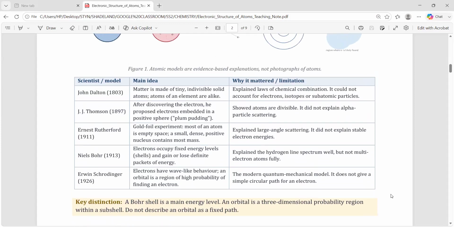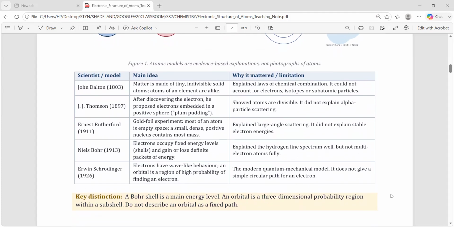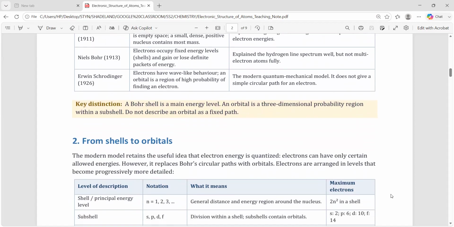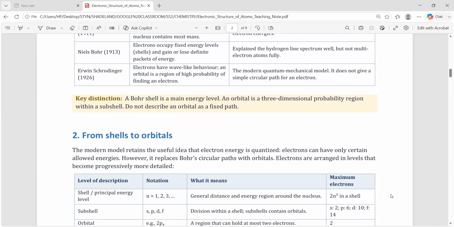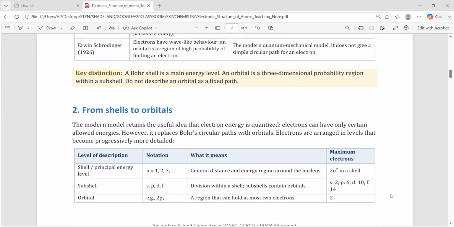Now you see from this table, when you study it later on, that there was a problem with each atomic model. Even Schrodinger's model still has some small issue. It does not give a simple circular path for an electron. I don't want to bore you with the complicated depth of this theory. We are going to just move from shells to subshells, then from subshells to orbitals.